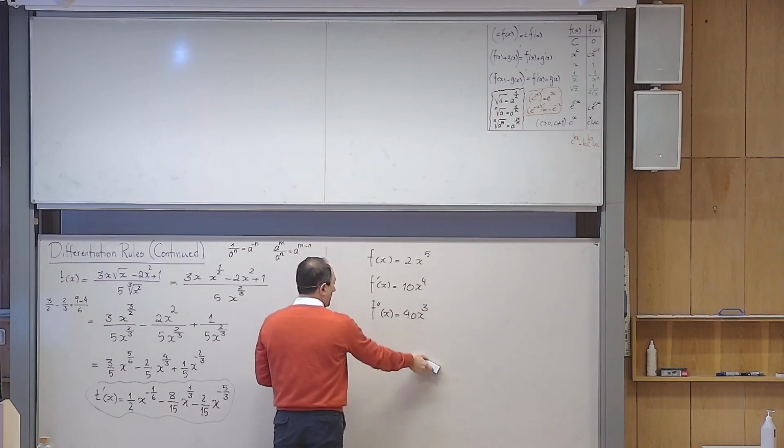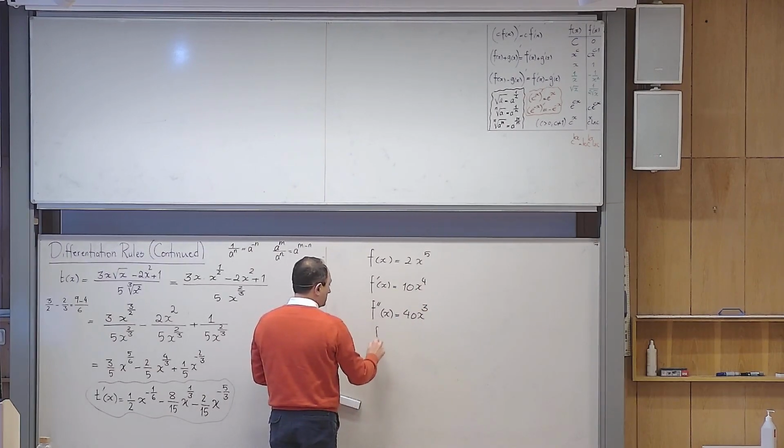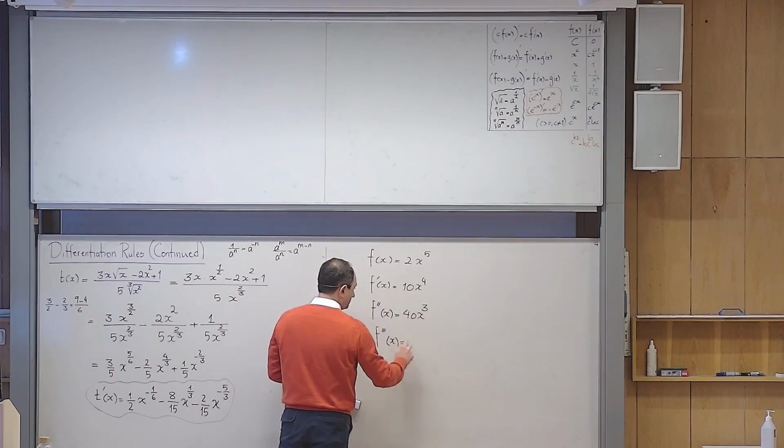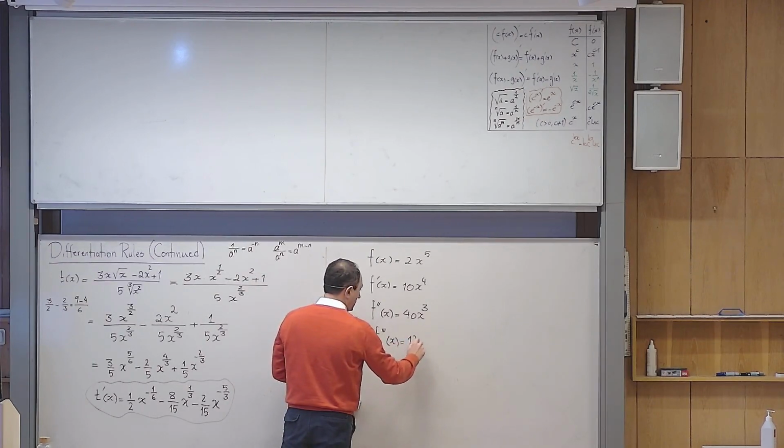3. And then higher order derivatives also exist, so you can just take triple prime of x. What the answer is: 120x squared.